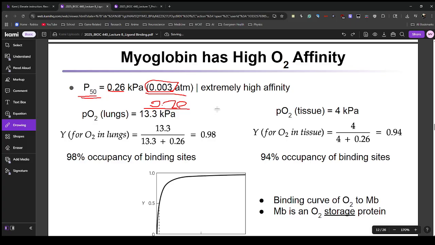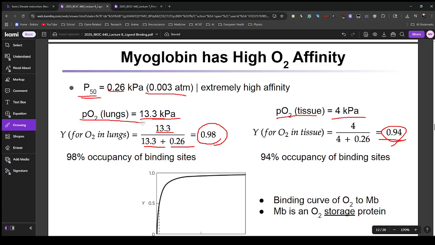And so you can see here, all they're doing is that if you're given the PO2, you plug values in and you just solve. So you can see here 98% occupancy at this PO2, over here in the lungs. In the tissue, instead, it's 94% occupancy, so it hasn't dropped by that much. All this to say, the tissue has a lot less O2 near it than the lungs. The lungs provide O2, and the tissue uses up O2.